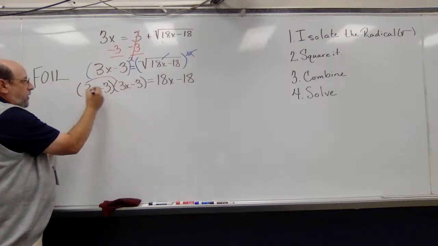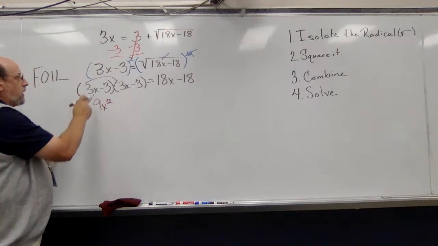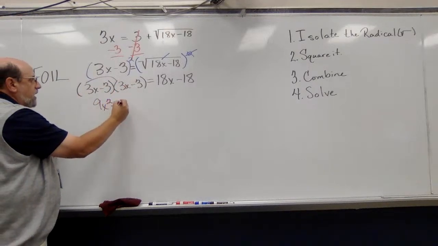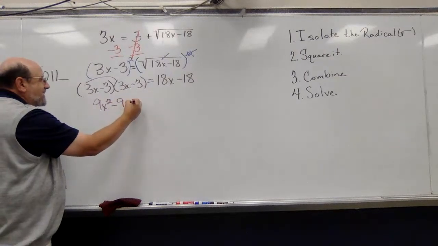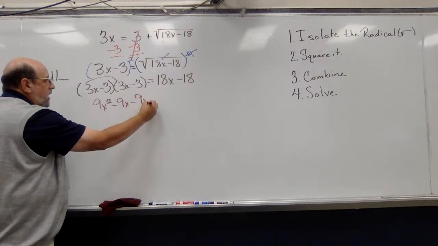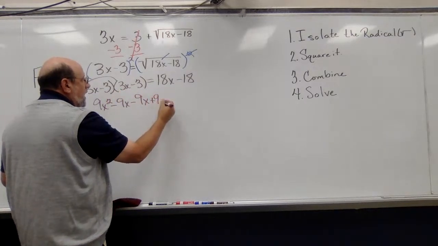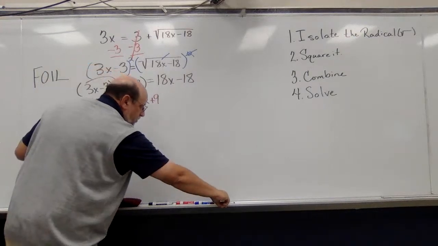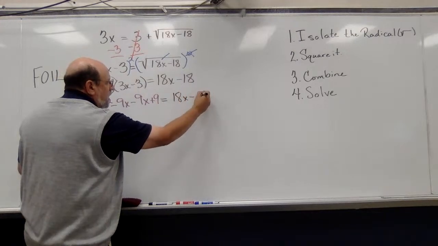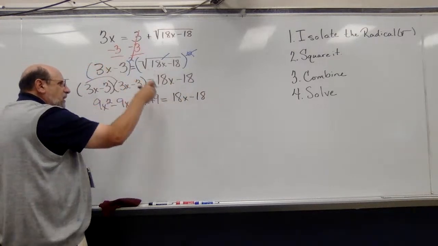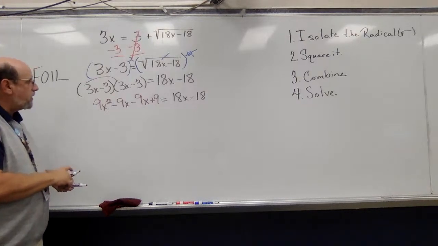First, 3x times 3x is 9x squared, right? 3x times negative 3 is negative 9x, and negative 3 times negative 3 is positive 9. And that's going to be equal to our 18x minus 18. And I'm sorry, I usually like my equal signs directly underneath each other. I'm a little sloppy today, but I think we'll survive it.